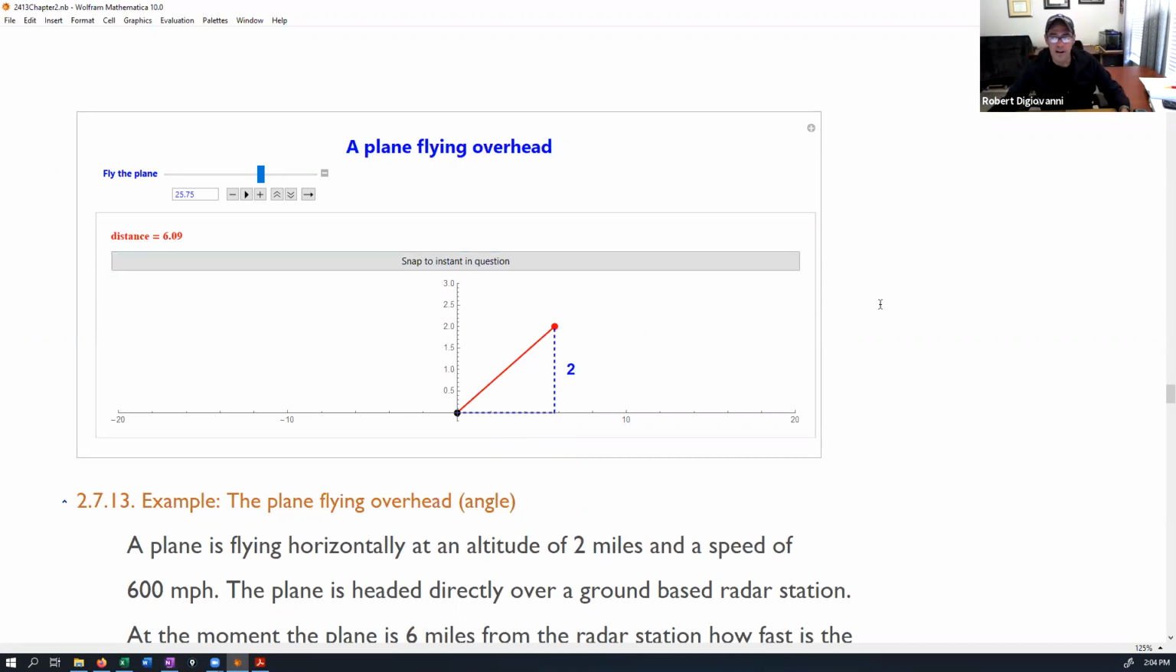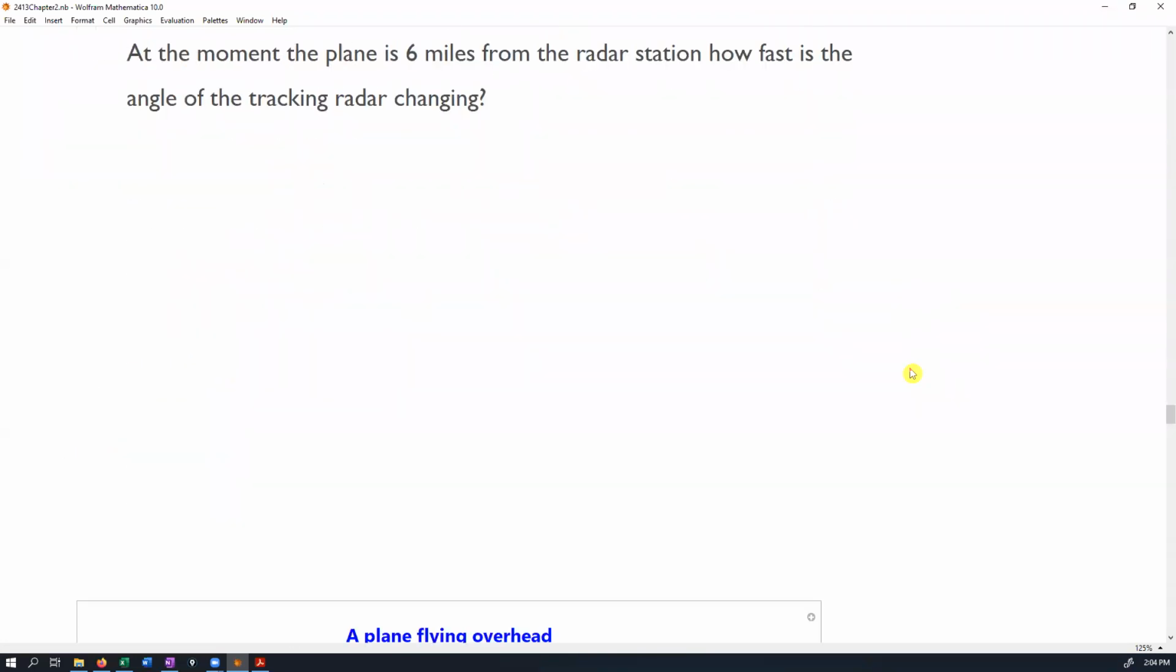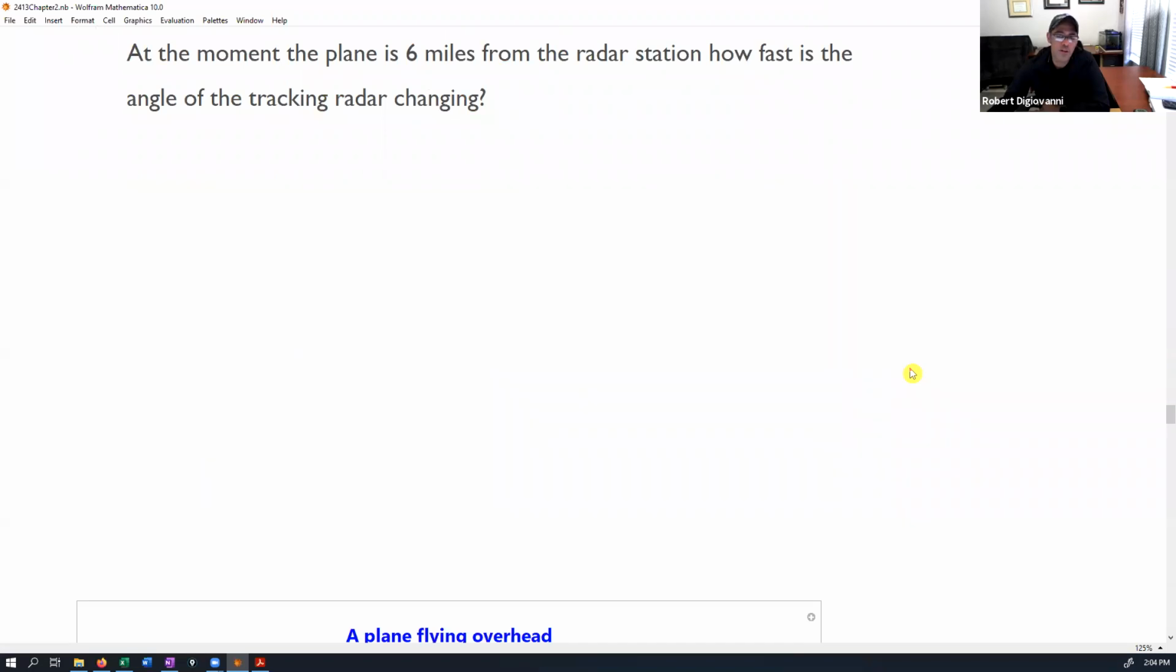Thank you. All right, what do you think? That was different, right? That was a different problem, a different sort of geometry. Since the answer is negative, it just means that the distance is getting shorter, right? That means the distance between the radar and the plane is closing, getting smaller.